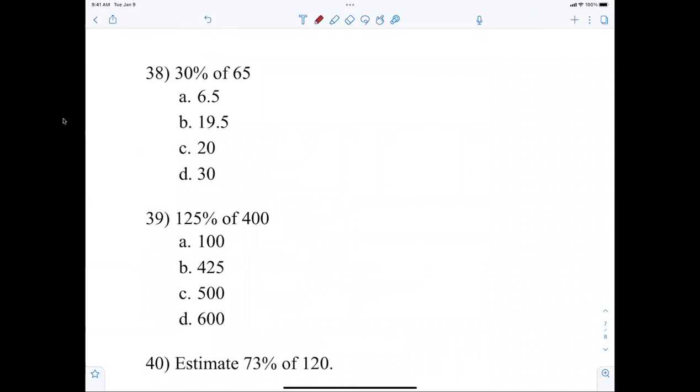30% of 65 is just what? 0.3 times 65. All right, and what do we got for that? Tell me. 19.5. Yeah, is everybody agreeing 19.5 for 38?